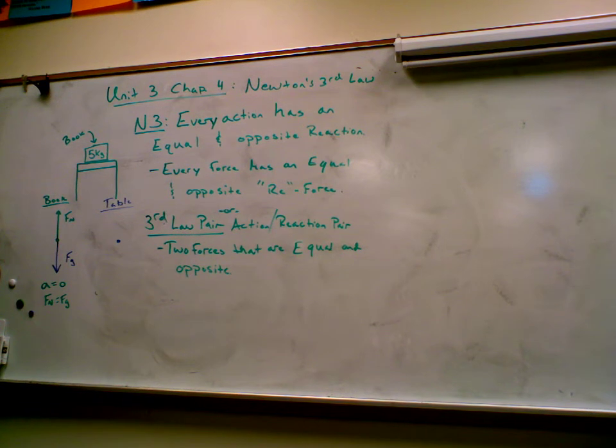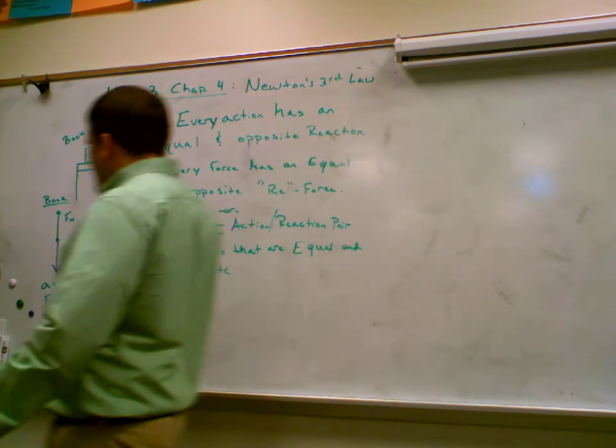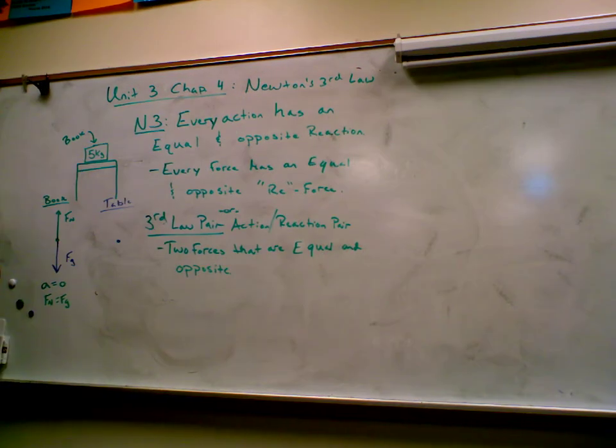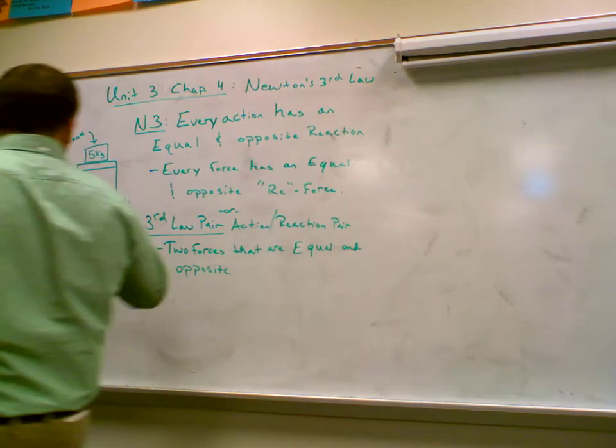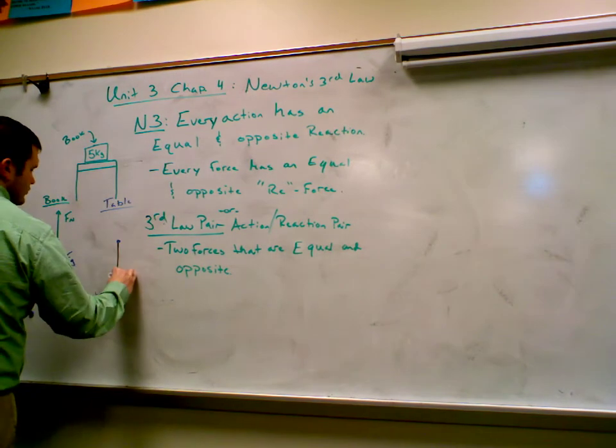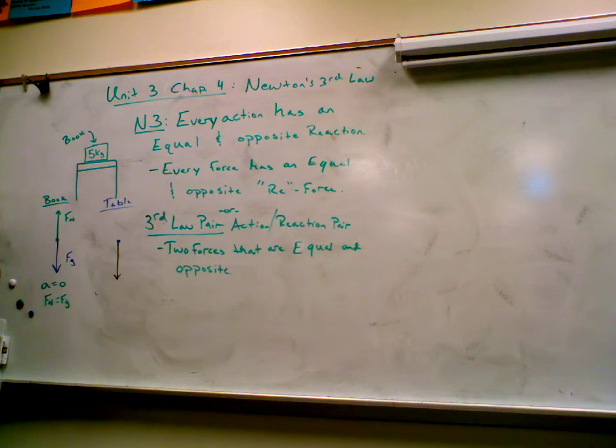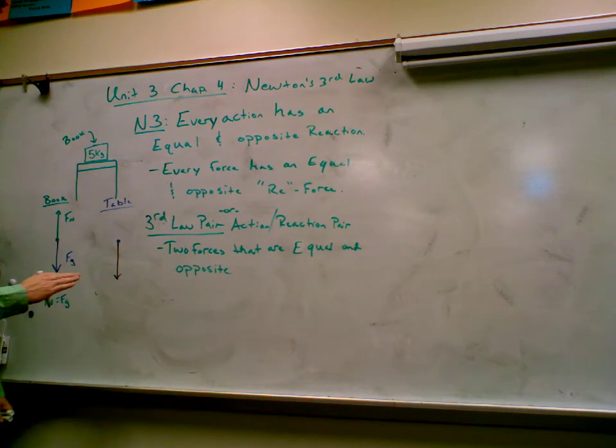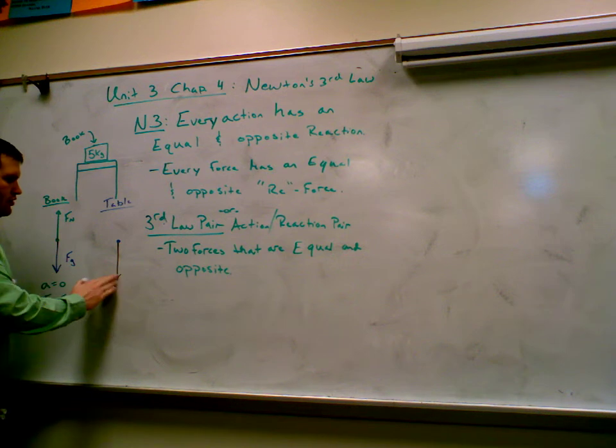Free body diagram for the table. So forces. What do we got? Gravity. Where's gravity push? Pull. Down. So gravity pulls down. The table weighs more or less than the book? More. So should the force be longer or shorter? Longer.